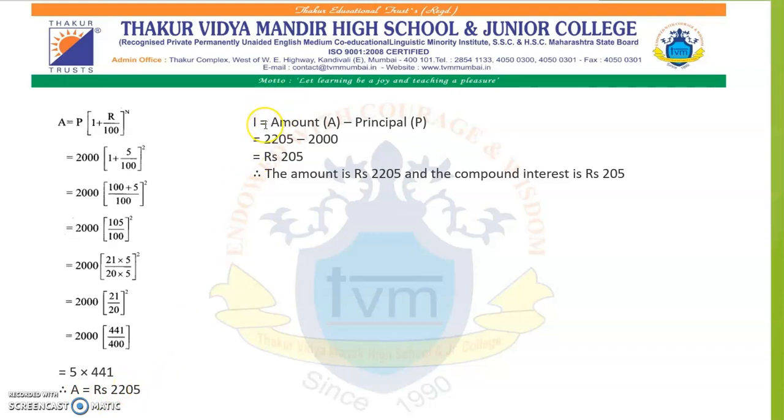Now we have to find the compound interest. We are aware of the compound interest formula: amount minus principal. The amount we have written is 2205. The principal is already given as 2000. We get rupees 205. Therefore, the amount is rupees 2205 and the compound interest is 205.